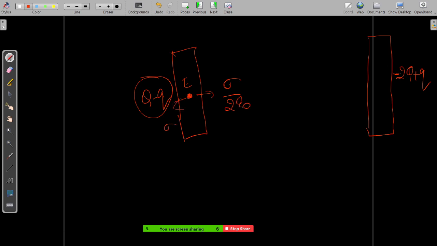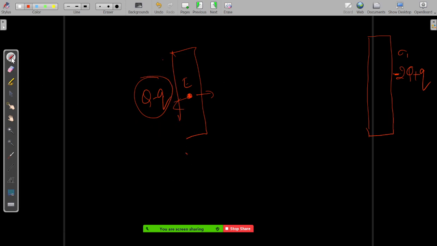This also equals sigma by 2 epsilon naught. This is sigma 1, and this is sigma, let's say. So just forget about the sigma, and whatever it is, it doesn't depend on the distance. We cannot say that this minus q is nearer to this, and this minus 2q plus q is farther away. So it will also depend on the distance.